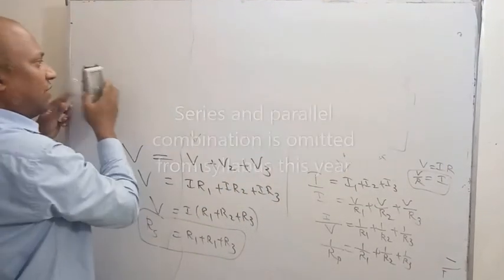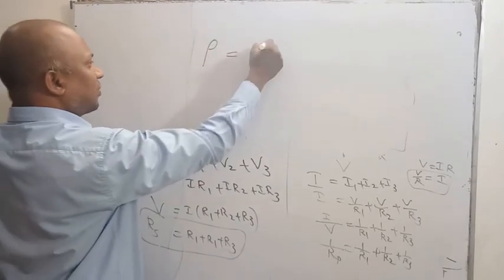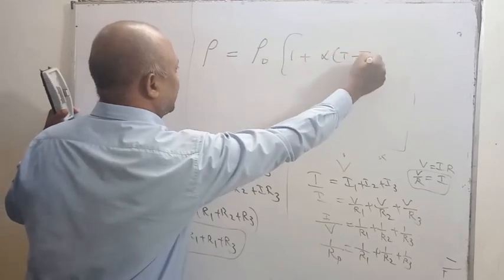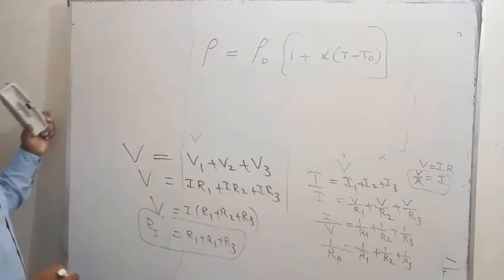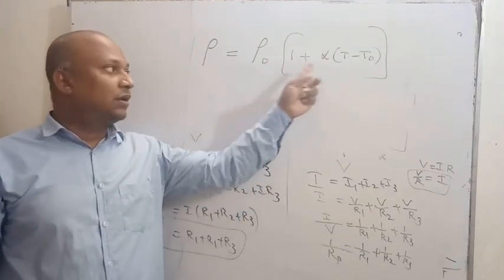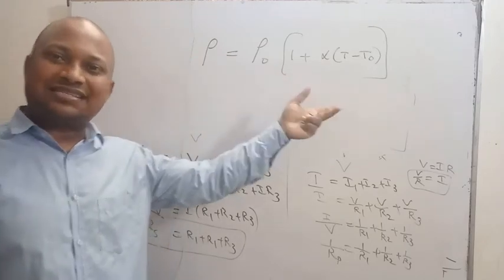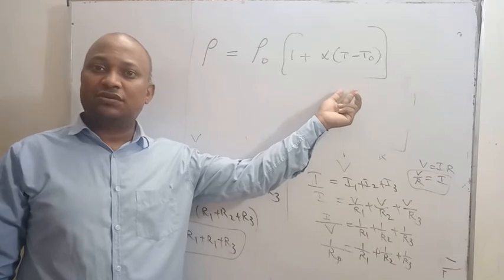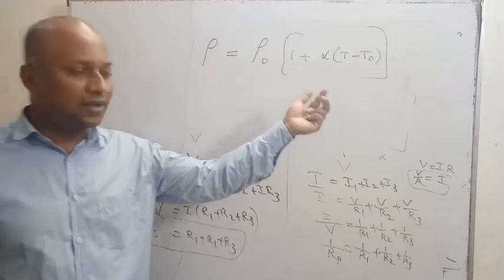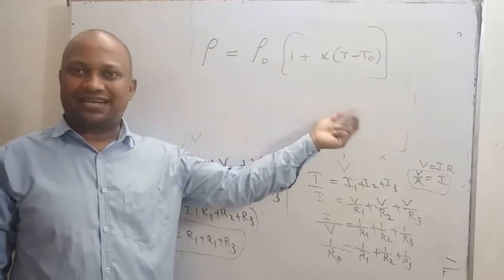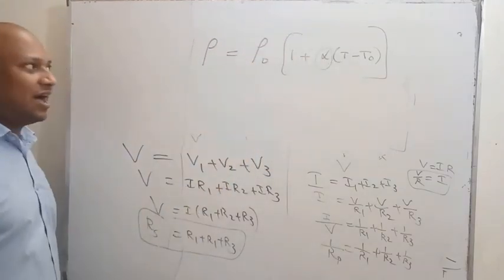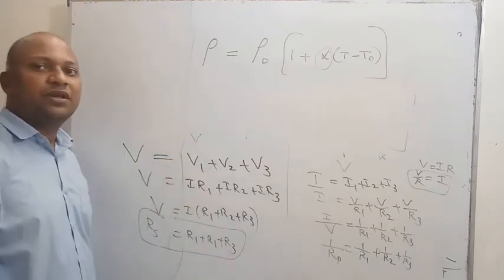The temperature coefficient we have already discussed, and there is a formula to discuss, that is rho is equal to rho naught into 1 plus alpha into T minus T naught. So this formula shows how the resistivity varies with respect to temperature. And for a metal, for a conductor, the greater the alpha, the greater the variation of resistivity.